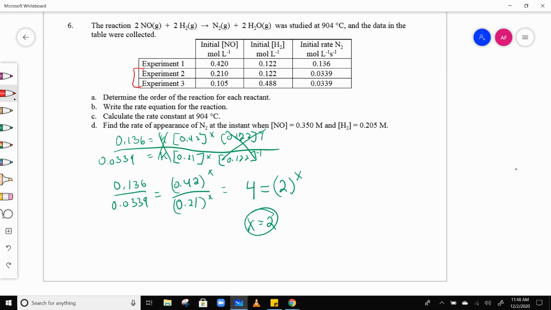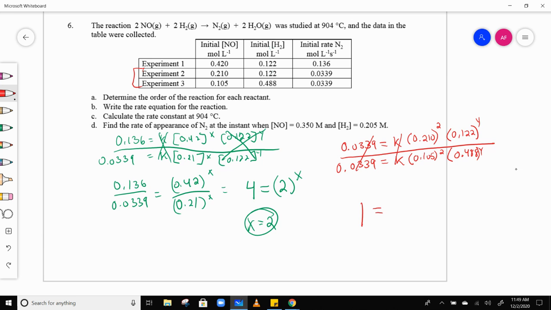Okay, you'll see that the initial rate's going to cancel out, so that's fine. So 2 is 0.0339 equals K times 0.210, and we know this one already. The order with respect to NO is 2, so to the second. That's going to help us because we wouldn't be able to solve this problem if we didn't have that. And then 0.122 to the Y, and that's all over 0.0339 and K and 0.105 to the second and 0.488 to the Y.